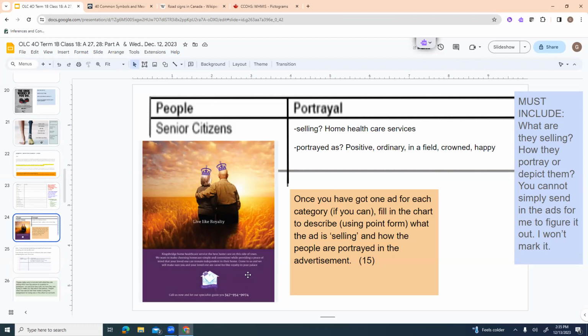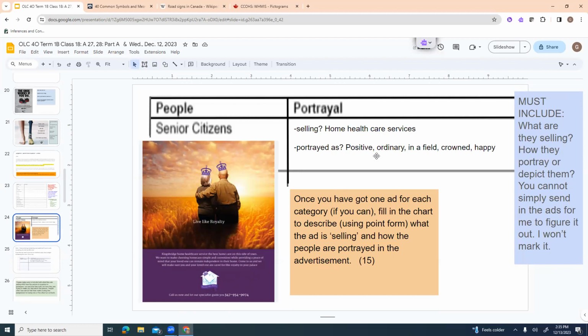So remember, you want to tell me what are they selling and how do they portray the people? Some people have just tried to send me the ads as if I was going to do the work, but no, you have to do the work. I will not mark it if you just send me the ads and don't write anything. I will just send the ads back to you, okay?